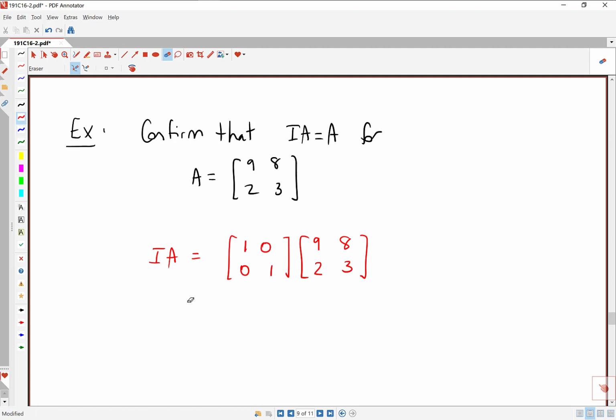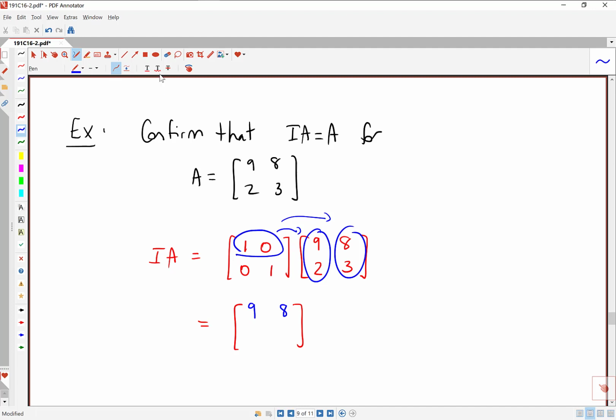So let's actually do our matrix multiplication, and we'll confirm that it comes out to A. Multiplying in the usual way, we're going to take the first row of our first matrix and do dot products with the various columns. So we're going to get 9 and 8. Then if we work with the second row of our first matrix and do some dot products, that's going to generate the second row of our product. So 2, 3, and yep, sure enough, that comes out to the original matrix A that we started with. So we'll store this fact away for a moment.